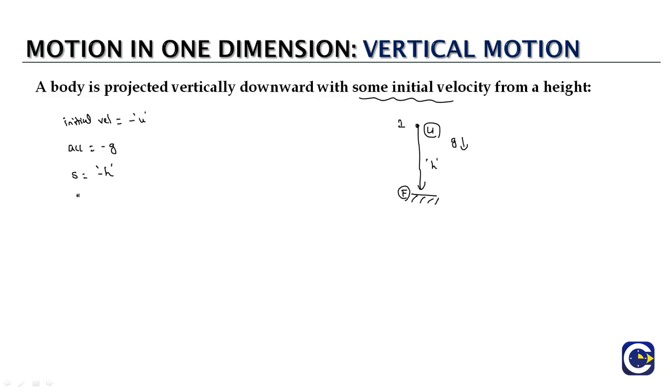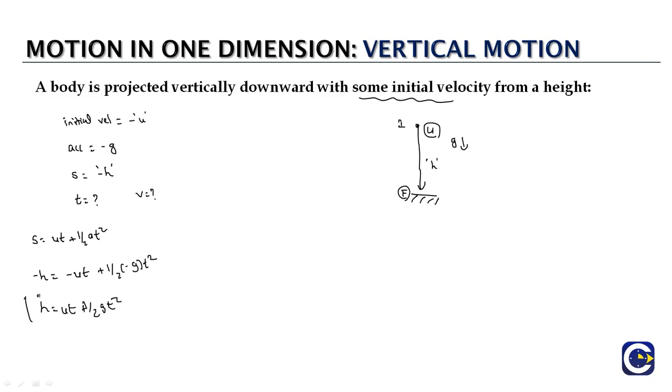And we would like to find the time it takes to come down and also the final velocity. So to find the time, we'll use s = ut + ½at². Here the s value will be -h = -u t + ½ × (-g) × t². On both sides we can cancel the minus, so you will get h = ut + ½gt².